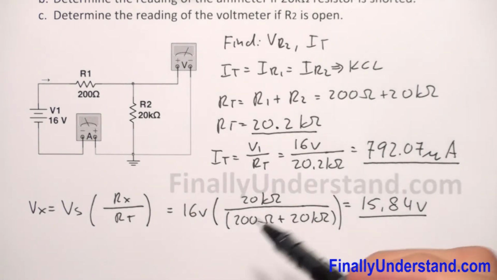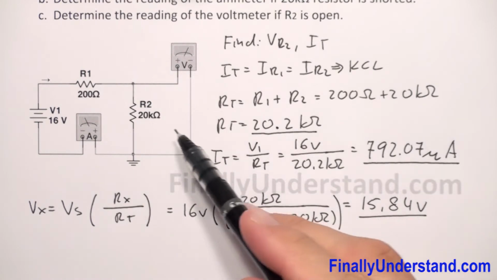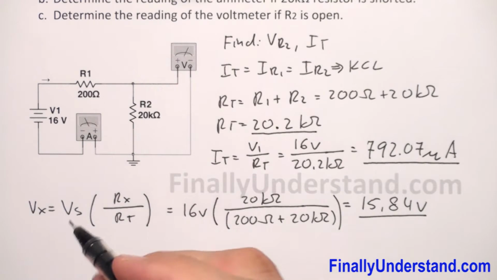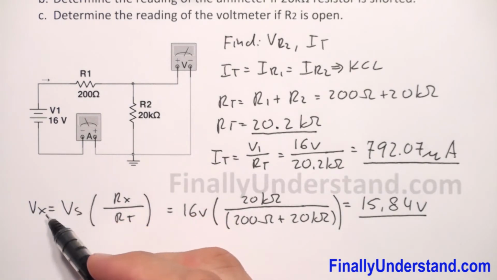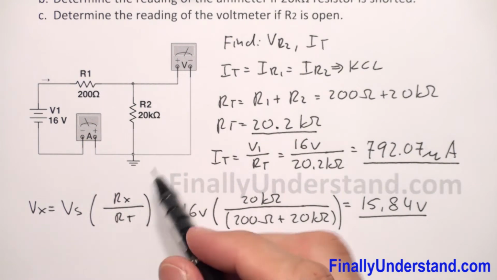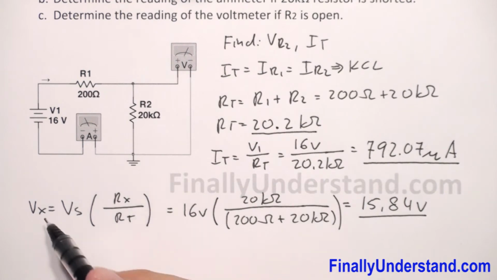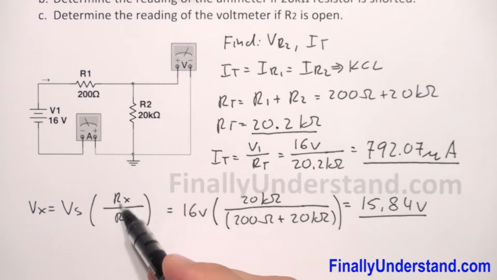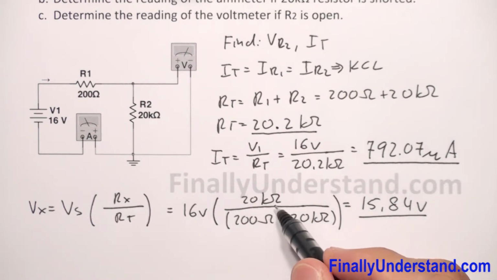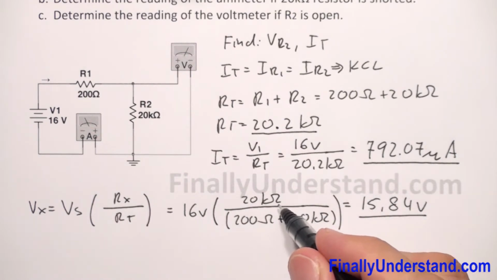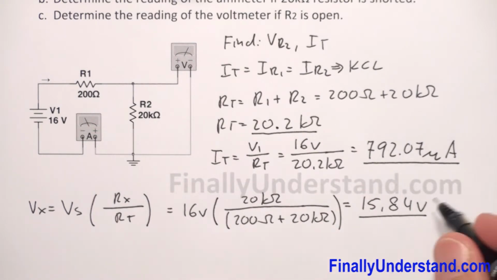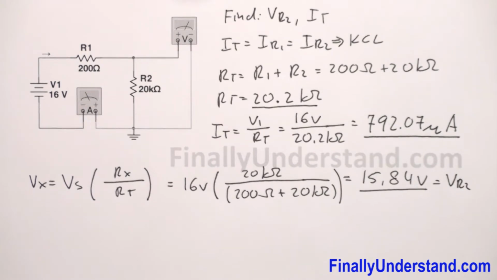I forgot to write the formula for the voltage across resistor R2, but just realize that this x has to be substituted by 2, and this x also by 2. So my formula for V2 looks like V2 is equal to the voltage source times R2 over R total, and this is basically what I have over here. So this is my voltage across resistor R2, VR2.